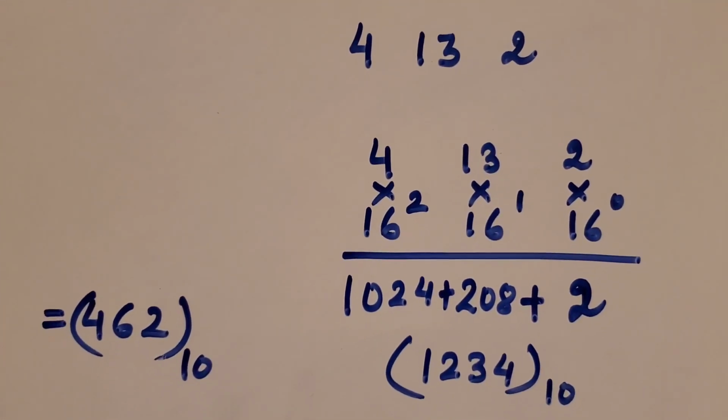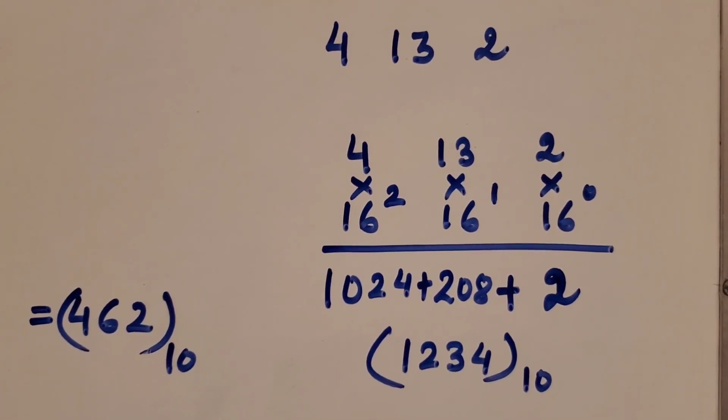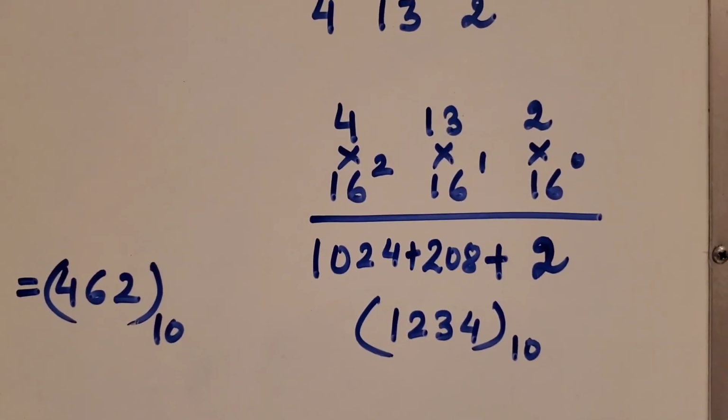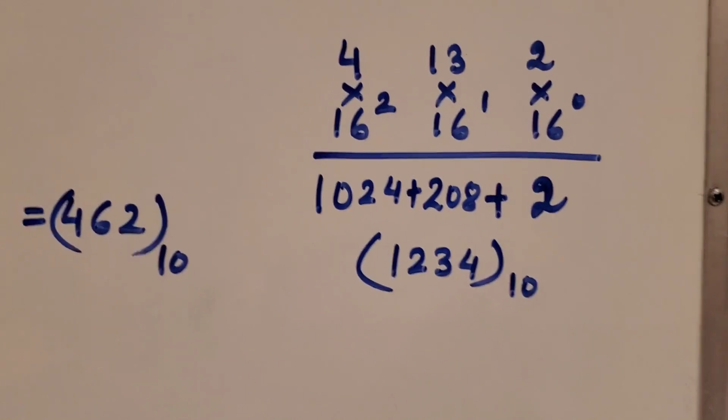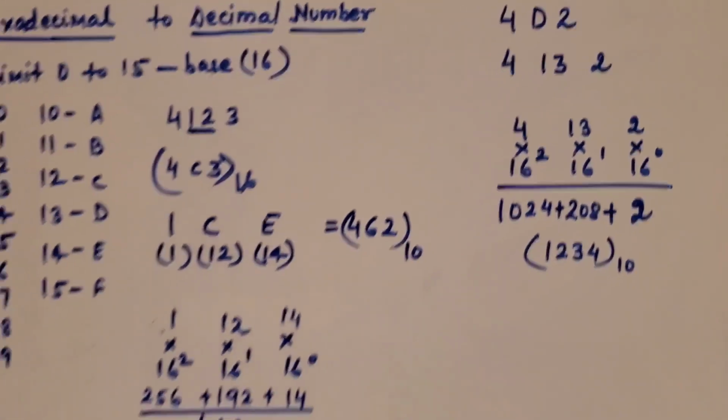And similarly, I started the same process, 16 to the power 0, 1 and 2. And when we solve it, we got these numbers down and the total comes 1234, which is the decimal number. Hope you all get it.